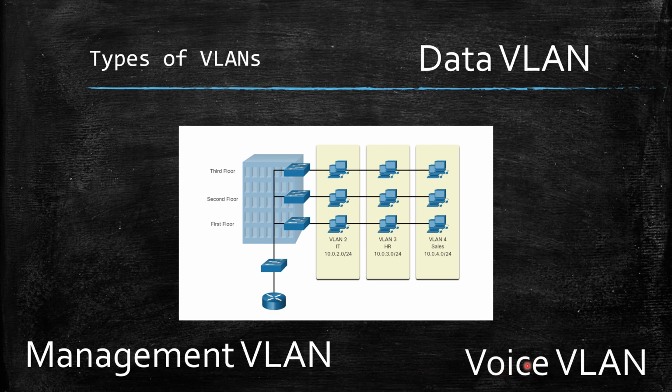And the last type of VLAN is voice VLAN, which means the devices which support VoIP, voice over IP network traffic, must have a separate VLAN configured for their traffic. So these are the observed types of VLAN based on their individual characteristics. Let's move to the next topic.